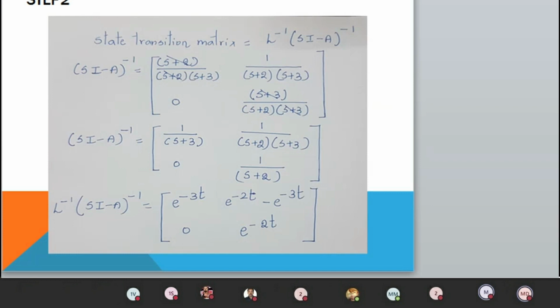Okay, so first find sI minus A inverse. After that, find the Laplace inverse of sI minus A inverse. So 1 by s plus 3 is nothing but e power minus 3t. 1 by s plus 2 into s plus 3 is e power minus 2t minus e power minus 3t. So this you need to perform using partial fraction expansion. Okay, a by s plus 2 plus b by s plus 3, right? After that, you are supposed to find the inverse Laplace.